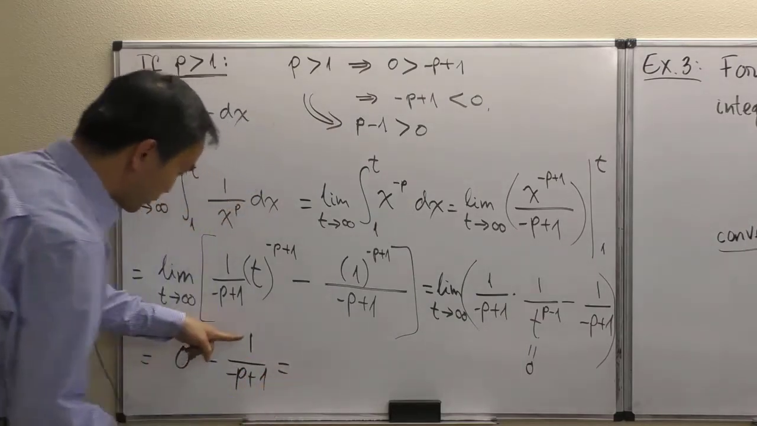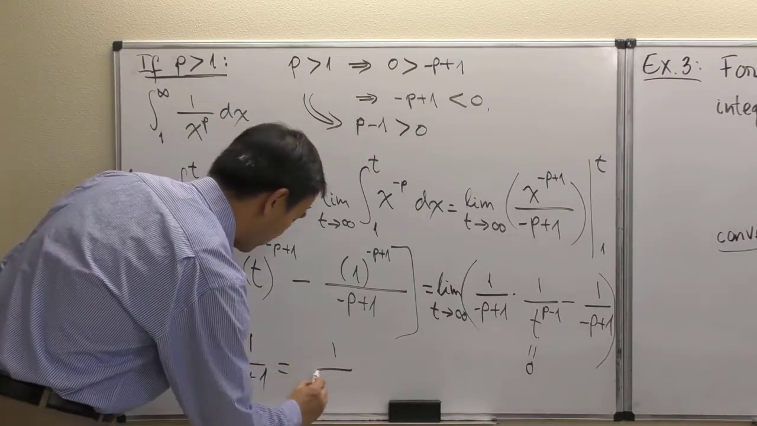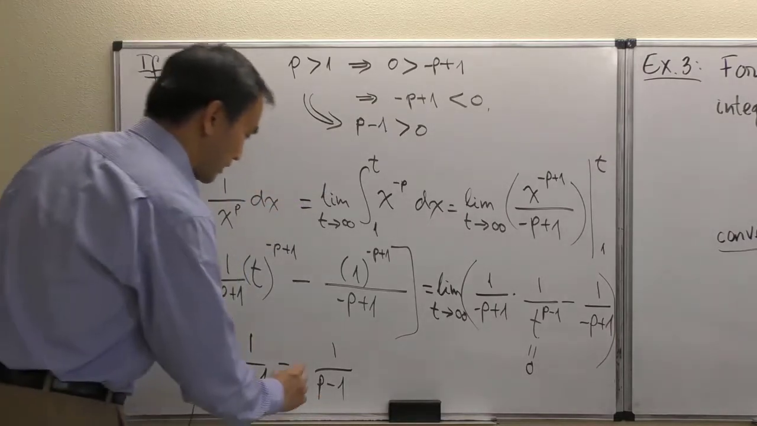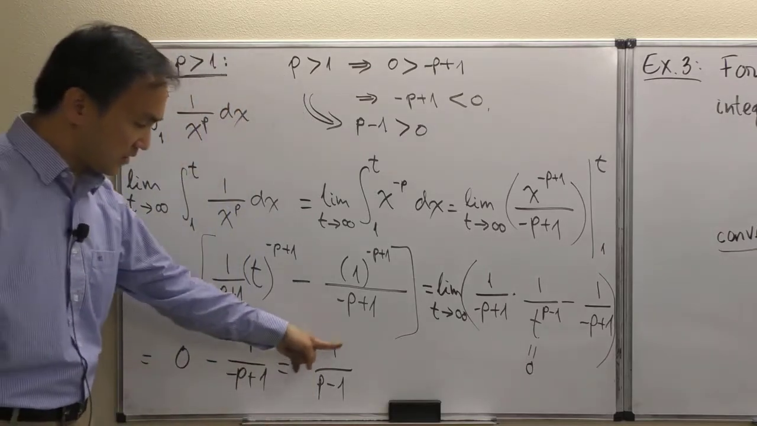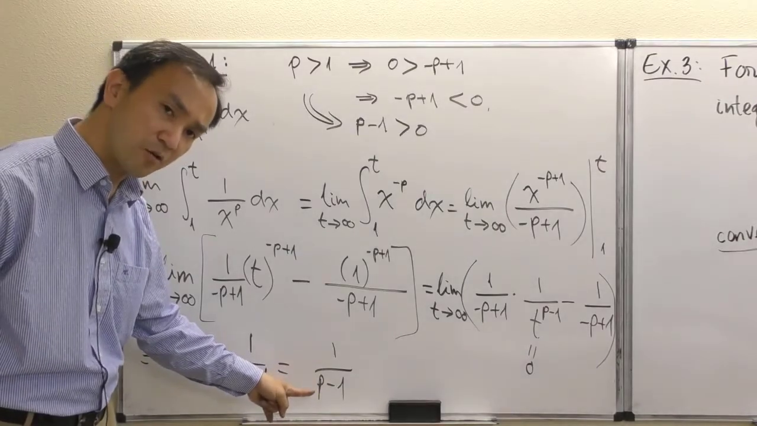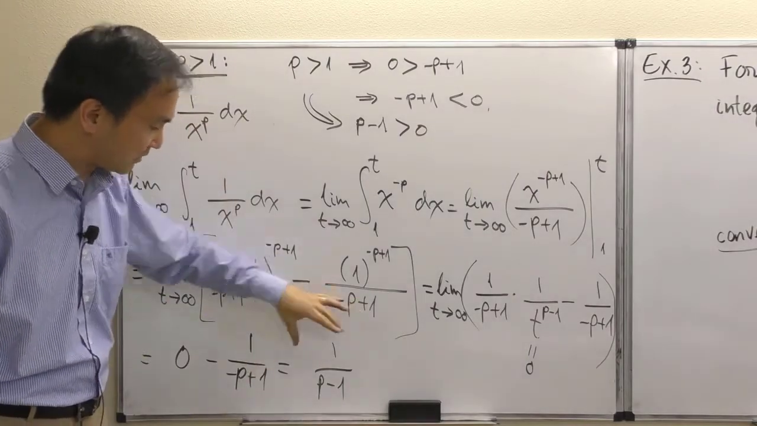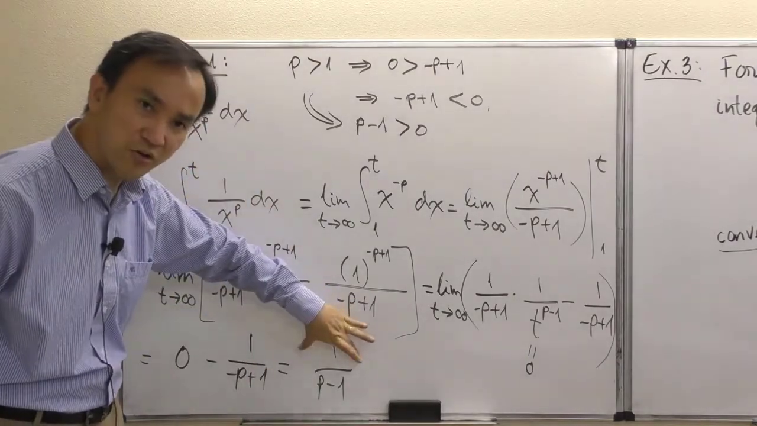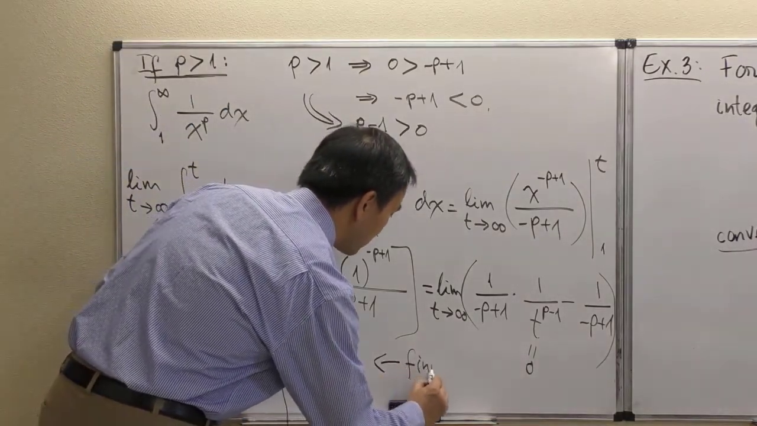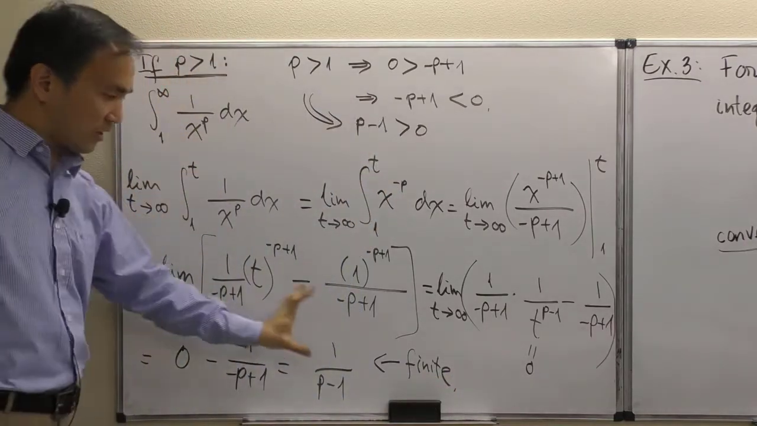Minus 1 over minus p plus 1 is actually the same as just 1 over p minus 1. And so here's the result. This is a finite value. It's independent from the t variable now. Once we know what our p value is, given in the beginning, the final limit will turn out to be that value. It's a rule of thumb like that. So now I'm seeing that I have a finite value. When p is greater than 1, this limit turns out to have a finite value.